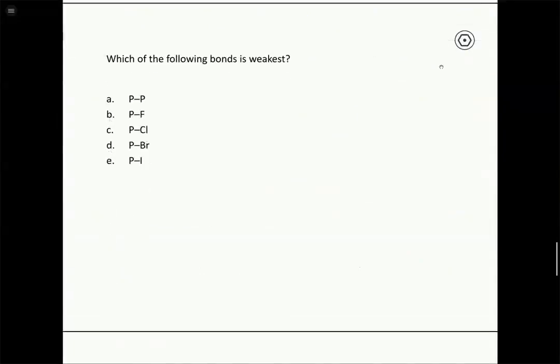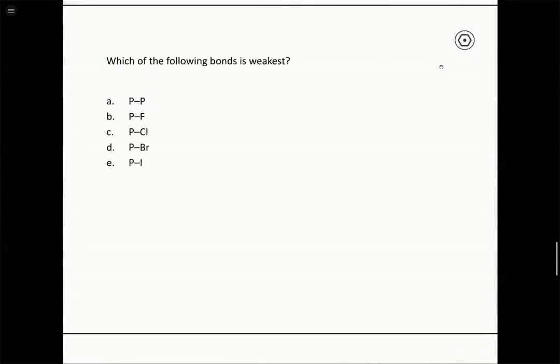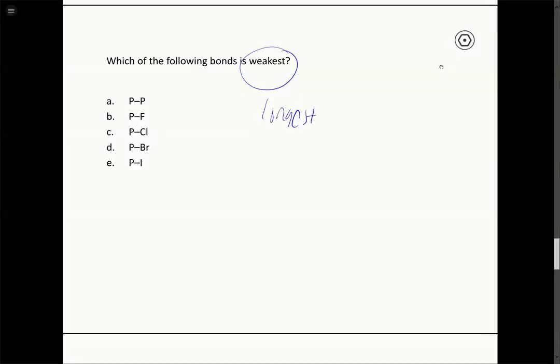And then this question is sort of the opposite. We're looking for the weakest bond, and so again, that means the longest, which means we want the largest atomic radii for the two atoms that are bonded together. So we have PP, PF, PCl, PBr, PI.